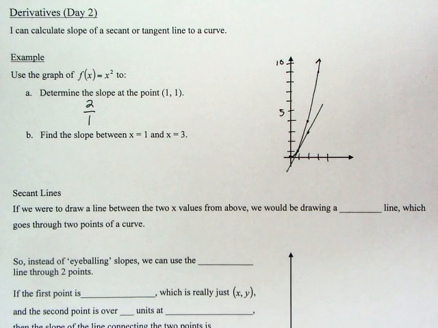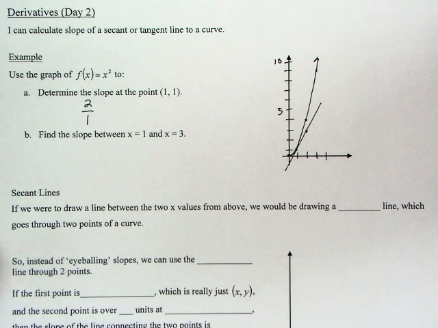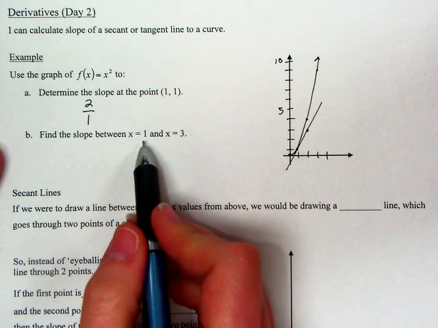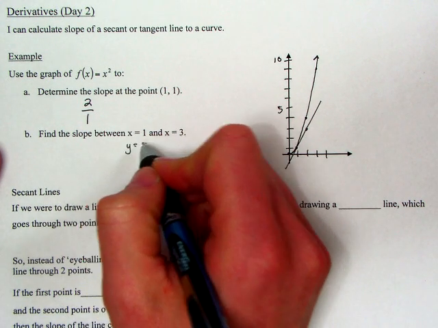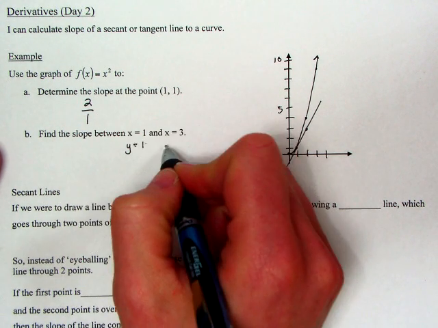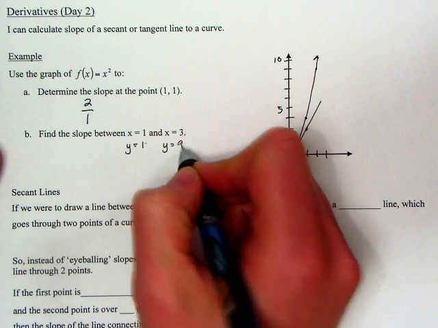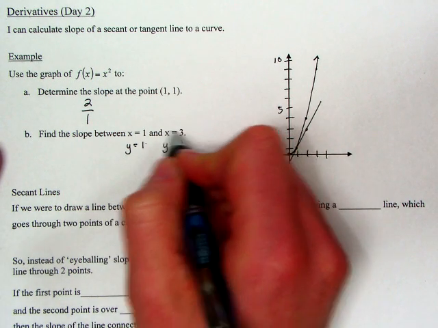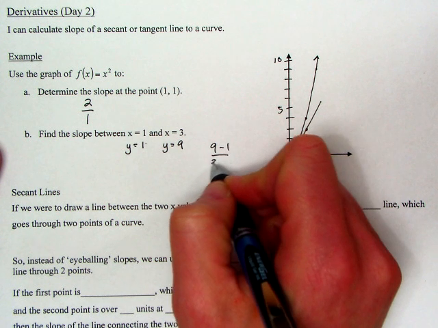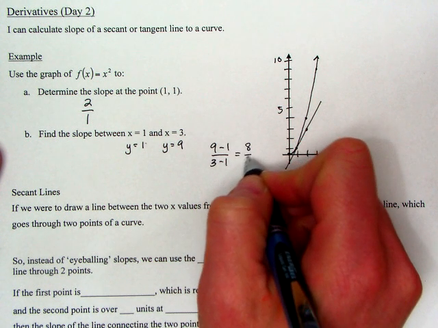Next one says find the slope between x equals 1 and x equals 3. This is a little easier because I get two x values, which means I can also find the y values that go with them. So if I plugged in a 1, I would have 1, and if I plugged in a 3, I would get 9. So now I can do slope old school. I can do y minus y and then x minus x. So 9 minus 1 and then 3 minus 1, ending up with 8 over 2, which is 4.